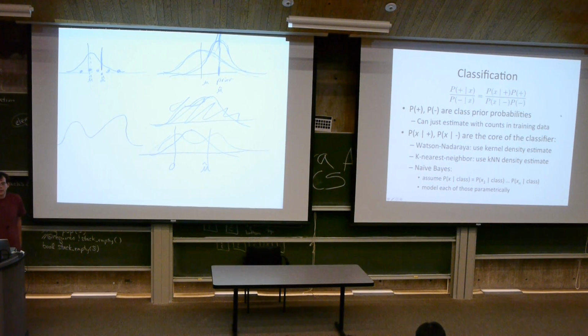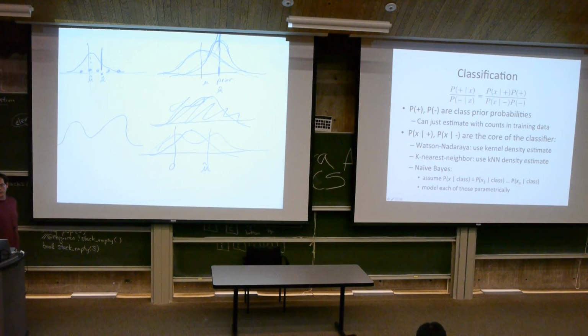If you do that with kernel density estimation, which we talked about in class, that's the Watson-Nadaraya classifier. If you do that with the K nearest neighbor density estimate, which I mentioned, then you end up with the K nearest neighbor classifier. And if you want to do naive Bayes instead, you assume that each feature is conditionally independent given the class. So then you end up just multiplying the probabilities of each feature given the class.